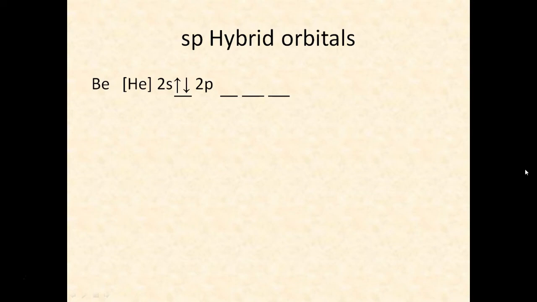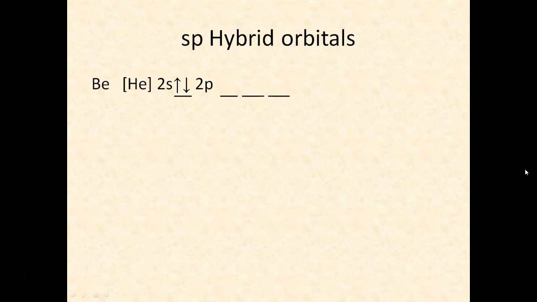Now, as we look at beryllium's shorthand energy level diagram, we see that it has two electrons in the s and none in the p. And there are no unpaired electrons. So this would suggest that beryllium could not form any bonds. However, when we look at compounds out there, we see that beryllium can form two bonds. So the question is, how does it do this?